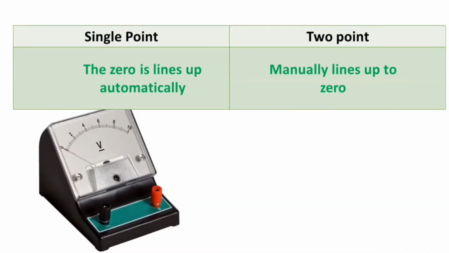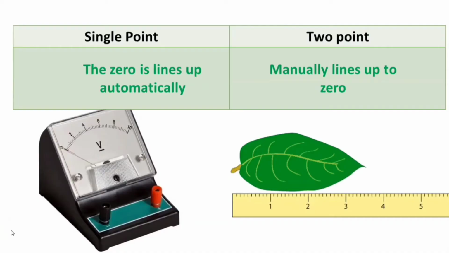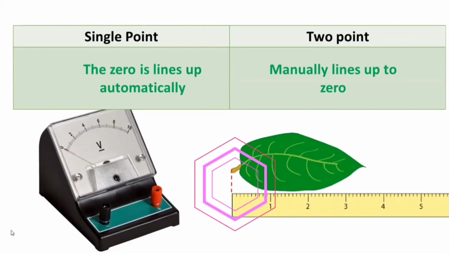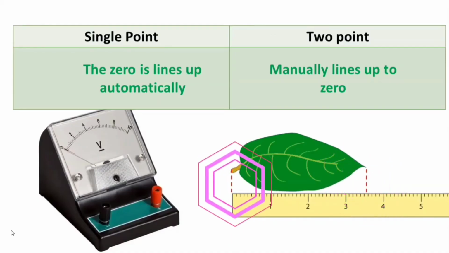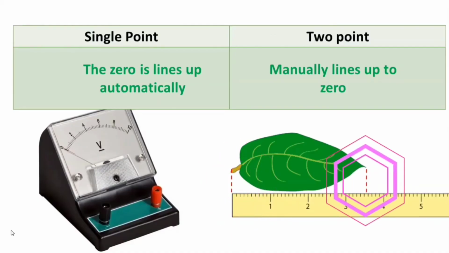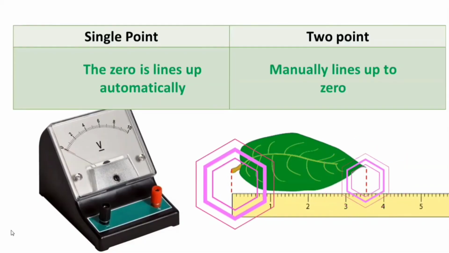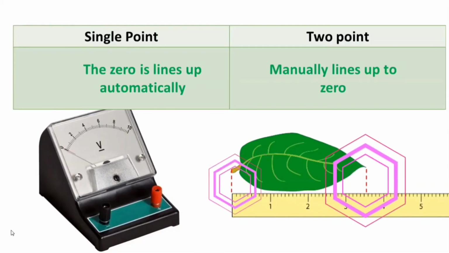If you have to manually align the zero, it means that you have 2-point reading. If you look back at the example where we are trying to determine the length of a leaf, first we need to align one end of the leaf with the zero on the meter ruler, and then we have to estimate where the other end of the leaf is on the scale. In this case, the estimate is made twice. That is why uncertainty is 2 times half the smallest division from scale.